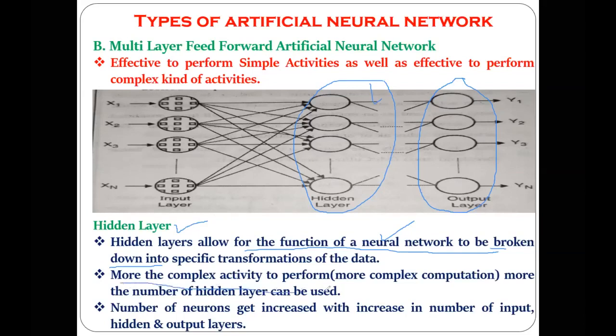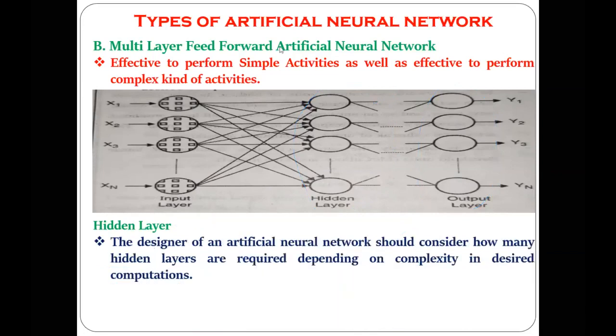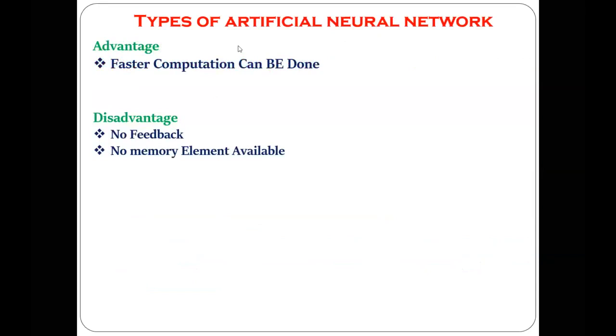Understood? So the more complex the activity to be performed, the more complex the computation to be performed, the more hidden layers can be utilized. So the number of neurons gets increased with an increase in the number of inputs, hidden layers and output layers. Okay. But it is totally dependent on the designer of the artificial neural network. The designer has to consider how many hidden layers are required depending on the complexity of the desired computation. So those who are designing the artificial neural network have to decide how many hidden layers they should add in that network. Understood this? Yes, sir.